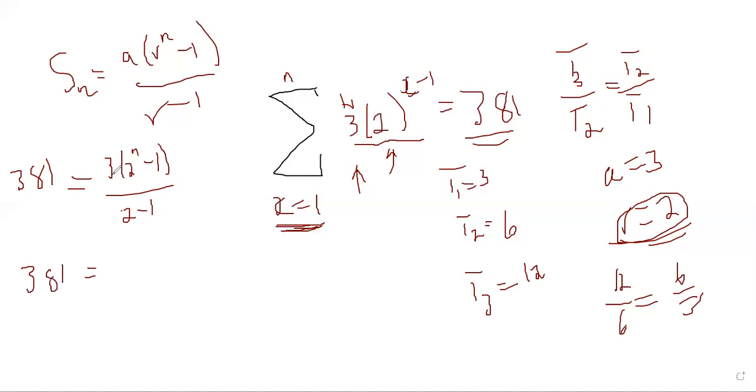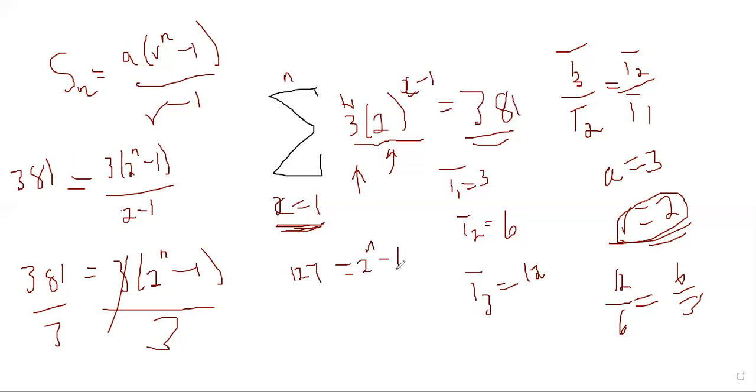We have 381, and on this side you'll have 3 in brackets, 2 to the power of n minus 1. What you have to do from there is divide by 3 on both sides, so that you eliminate these 3. So 381 divided by 3 gives you 127, and that side it will be 2 to the power of n minus 1. We take this 1 to the other side, so we get 128 equals 2 to the power of n.